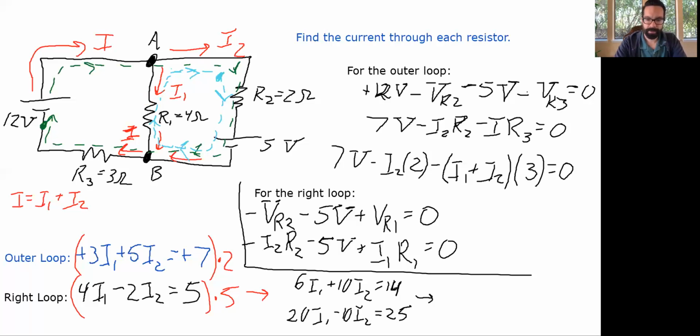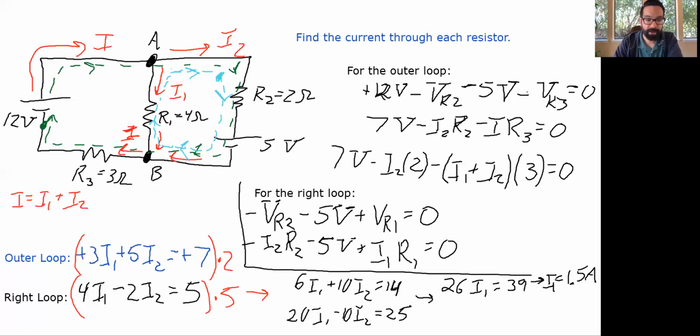All right, so let's get these numbers. Yeah, so you get 26I1 equals, what would that be, 39 volts. Okay, so then I1 is 39 divided by 26. I don't have my calculator. 39 divided by 26. Oh, 1.5, thank you. All right, 1.5 amps.